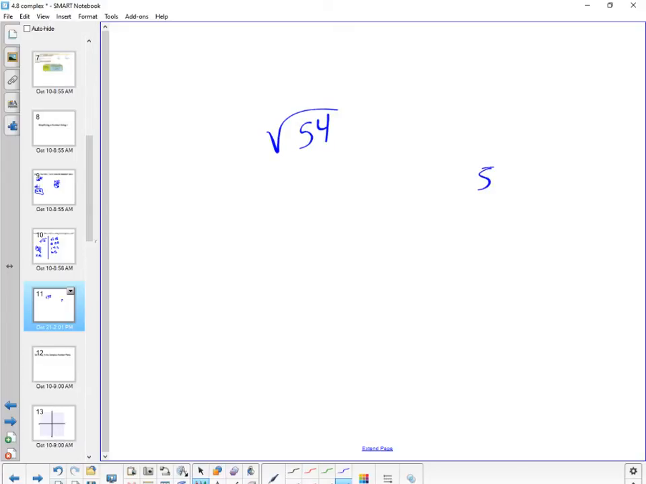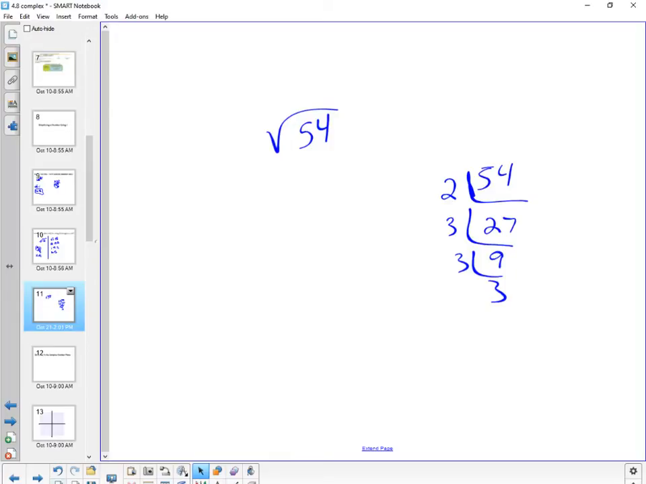Here's what I'm going to do. Can I divide by 2? What would I get? 27. Can I divide by 2? No, but I can divide by 3. I would get 9, right? Then I would get 3 and 3. Because this is a square root, I need 2 of each. So I have 2 3's, right?